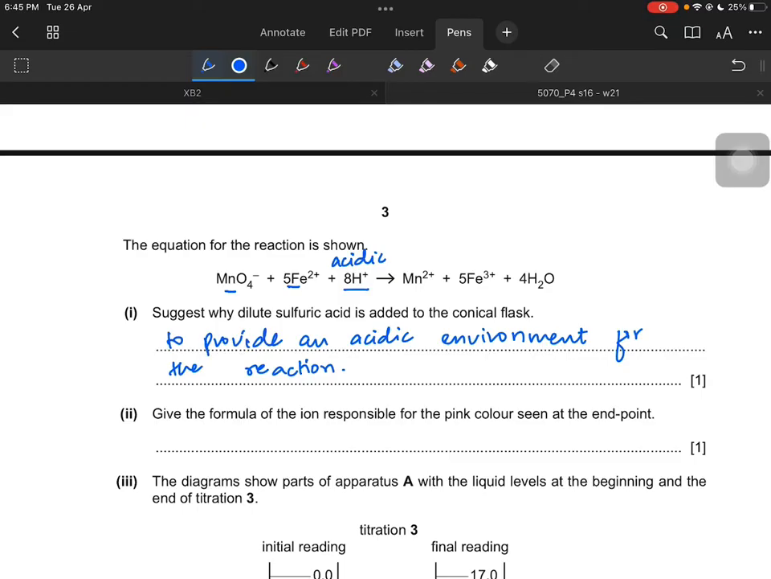Give the formula of the ion responsible for the pink color at the end point. If you have watched the videos of redox, you would remember that potassium manganate is a solution which is purple in color, but obviously since it's diluted, it helps in determining the end point, because when the reaction completes, potassium manganate remains in the solution, the excess, and it gives us a pink color. So it is the manganate ions. It is called the manganate 7 ions.